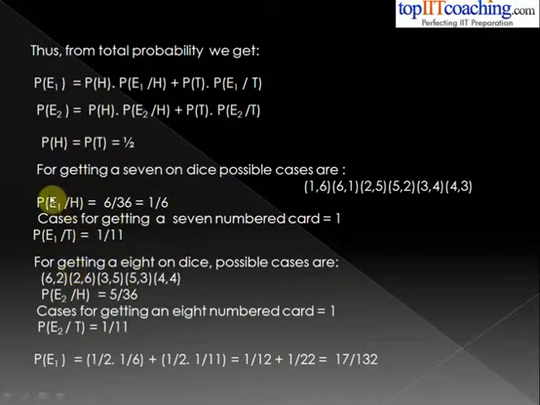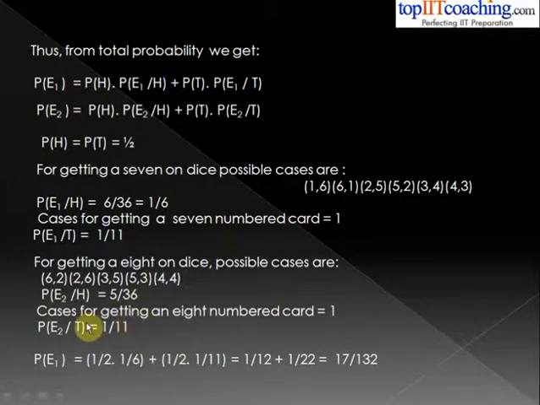Similarly, for getting an 8 on the dice, possible cases are (6,2), (2,6), (3,5), (5,3) and (4,4). So we see that there are 5 cases. So P of E2 by H would be equal to 5 by 36. Similarly, the number of cases for getting an 8 numbered card is 1, as there is only one 8 numbered card in the pack of 11 cards. So P of E2 by T would be equal to 1 by 11.